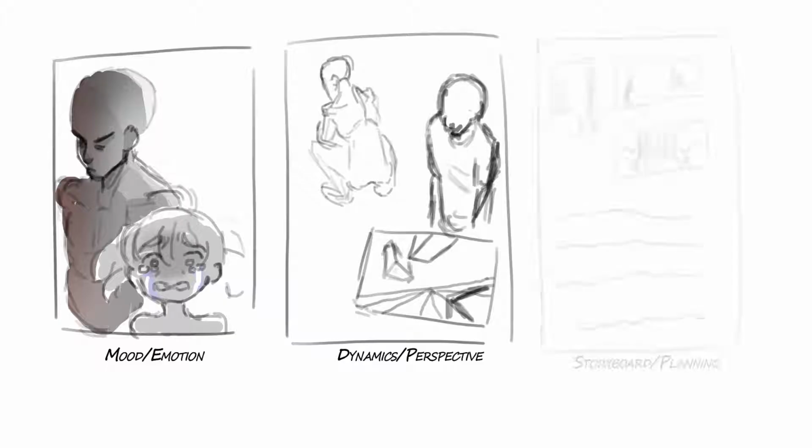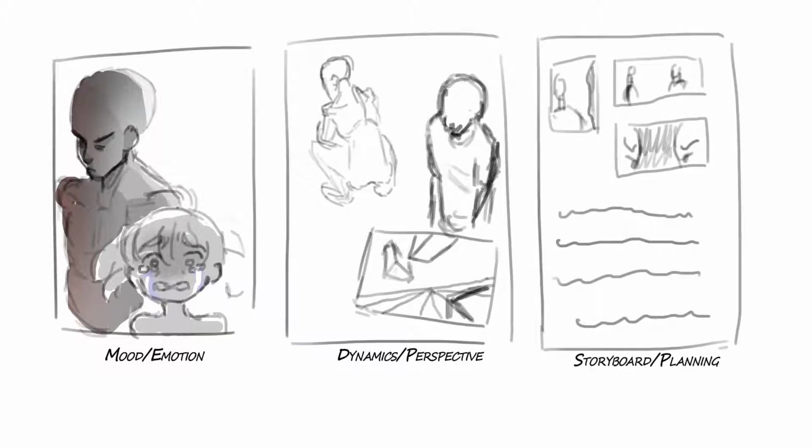So after watching a bunch of animatic videos, I've been able to come up with a summary of what you need to make your own animatic: mood/emotion, dynamic/perspective, and storyboarding/planning. Those are the few basics that you really need, and now I'm going to utilize them to make my own animatic. You guys are going to watch along.